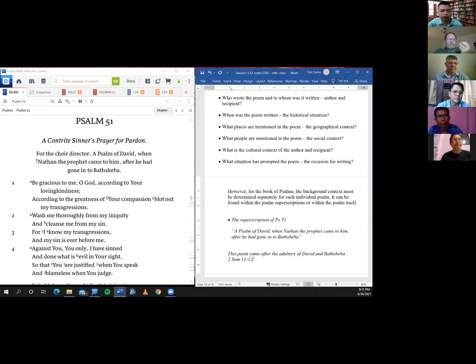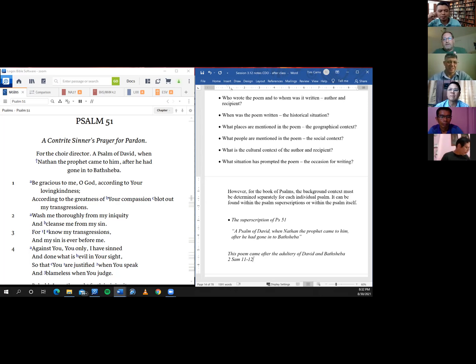So here we have a psalm that gives us the very specific event that prompted it, which is great, right? We know exactly who wrote this and to whom he wrote it. Who's the audience of this psalm, by the way? It was a prayer, right? Yeah, to God. So God's the initial audience.